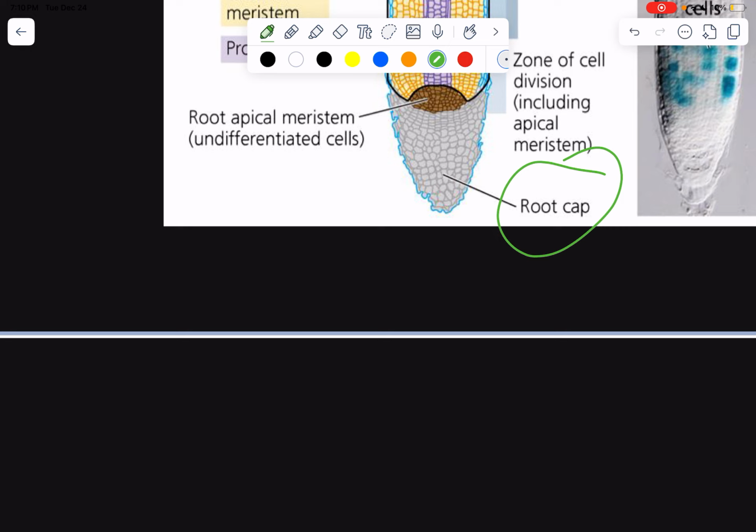The root cap secretes a polysaccharide slime that lubricates the soil around the tip of the root, allowing for easier penetration. Growth occurs just behind the tip in three overlapping zones of cells, and they're the zones of cell division, elongation, and differentiation.